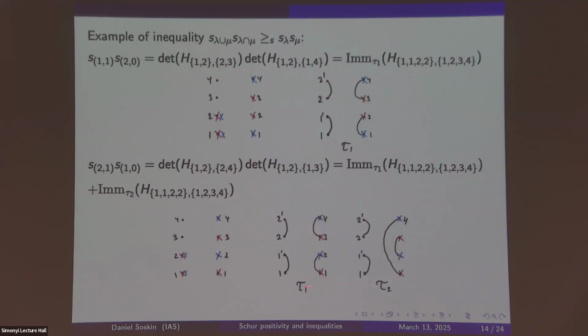So you could see that for the second product, we have 2 immanants. For the first product, we have 1 immanant. So if you take the difference, we will get immanant tau 2, which is Schur non-negative, and thus we have this inequality.